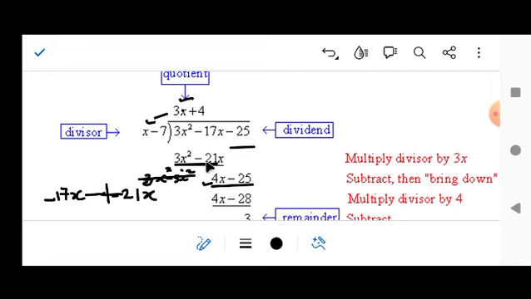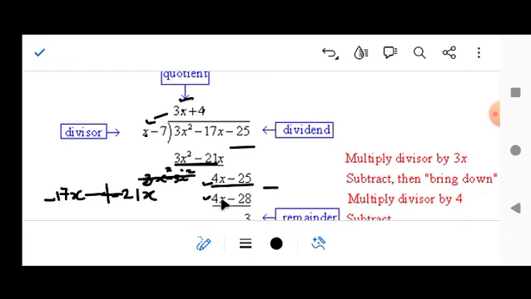Then the next thing I'm going to consider now, I want to eliminate 4, because this is what is remaining after this first division. So I'm going to put 4 here, multiply by x, because I know it's going to give me 4x. Then the same 4 multiplied by minus 7, which is minus 28. Similarly, I'm going to subtract again here.